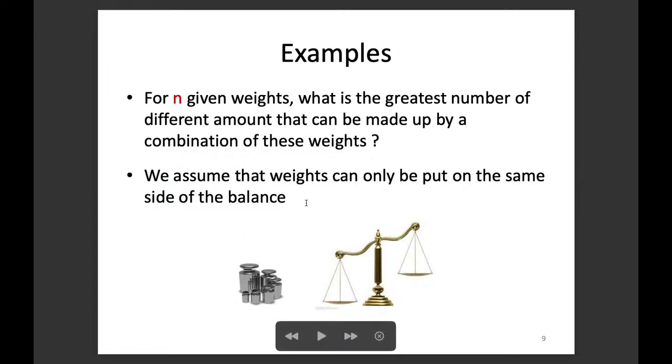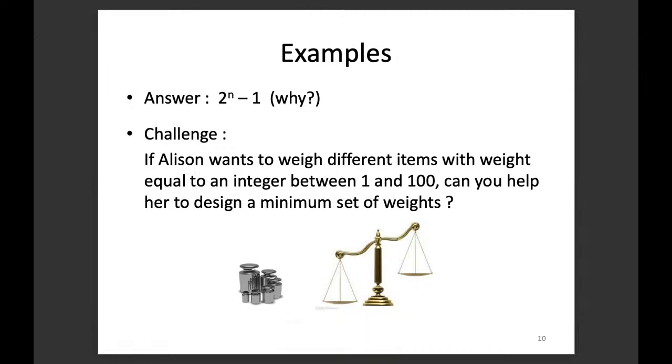Okay, and then this is a challenge. This time, suppose that my friend Allison wants to measure different items such that the weight is known to be between 1 and 100. So they are all integral weights. How do we design a minimum size set of measuring weights? First of all, we have 1 to 100, so there are 100 different amounts that we need to handle.